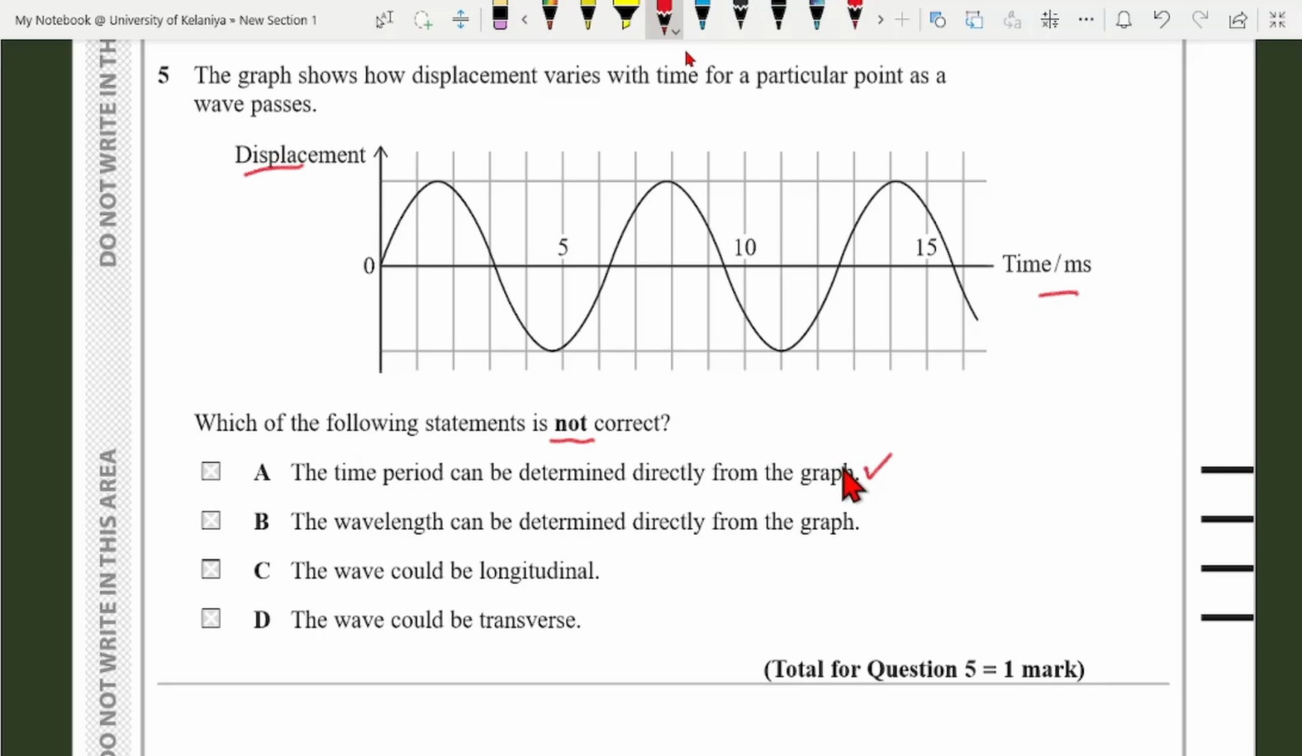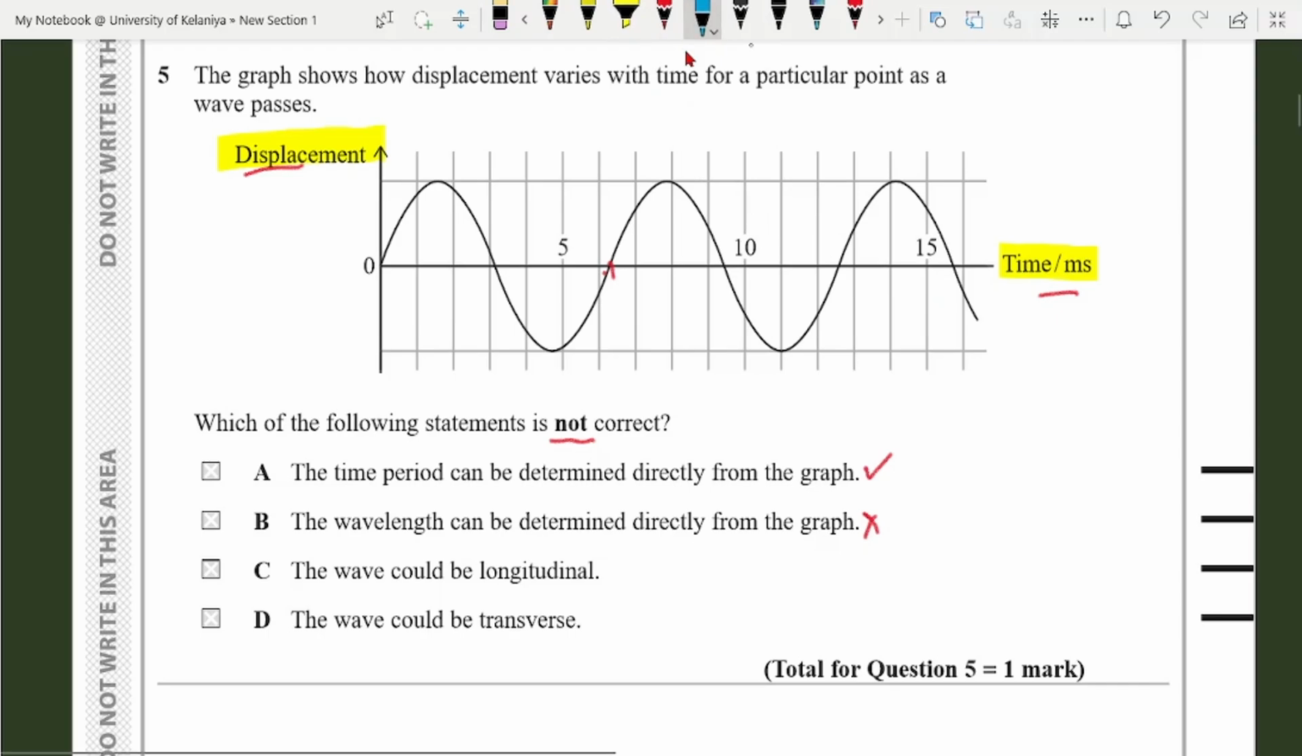Time period is the time taken for a complete oscillation. So if you can take time from here to here, you will get the time period. B, the wavelength can be determined directly from the graph. No, that is wrong. Why? You can't determine wavelength from a displacement versus time graph, right? We'll be able to get frequency and time period, but not wavelength.